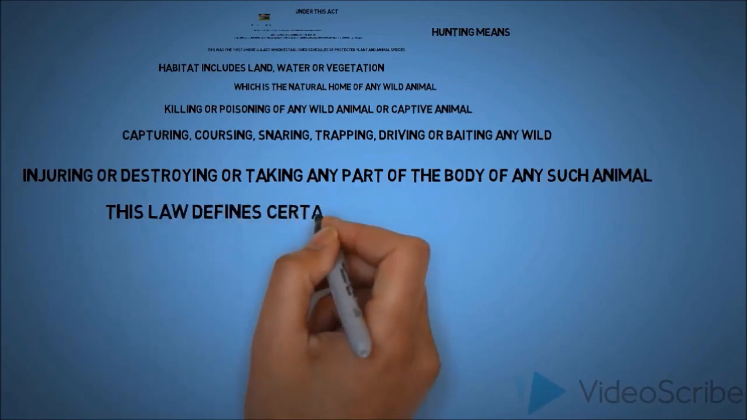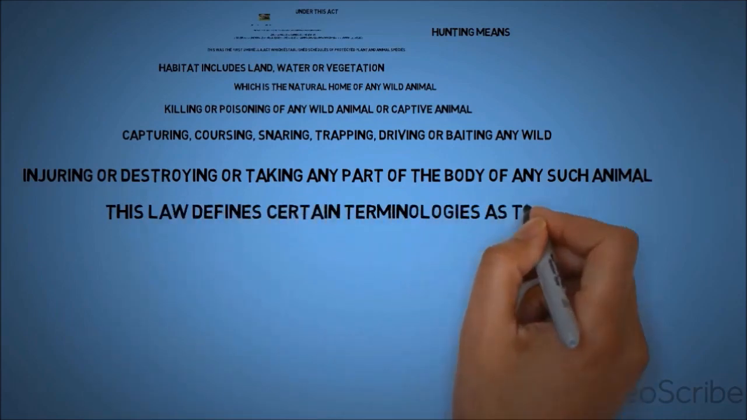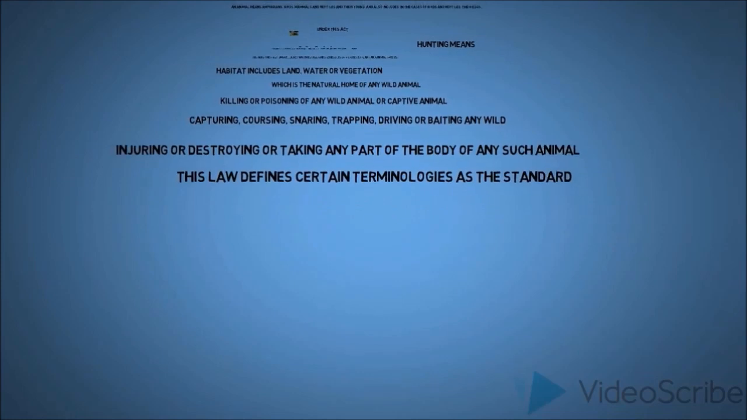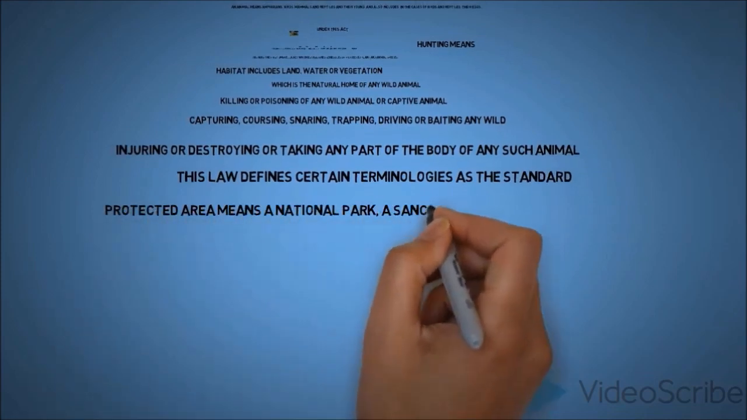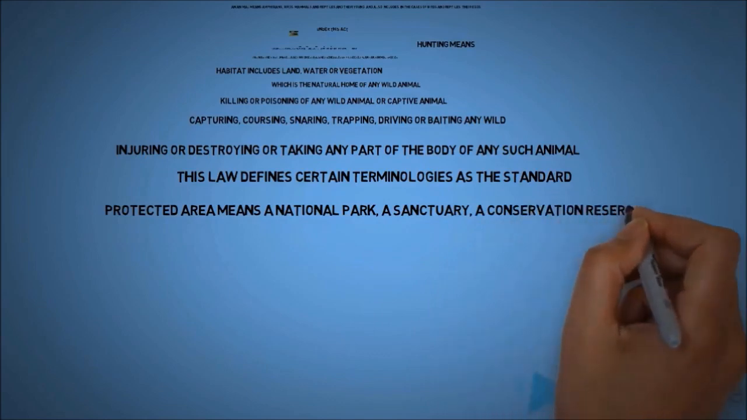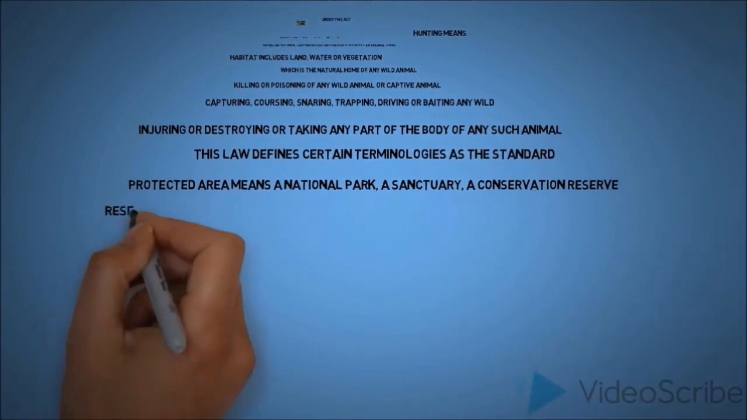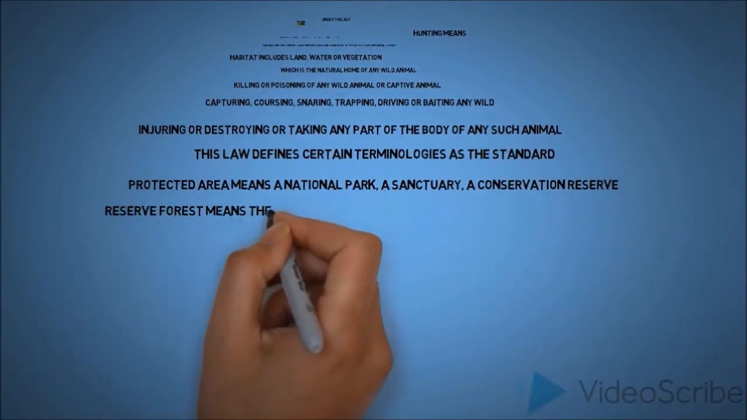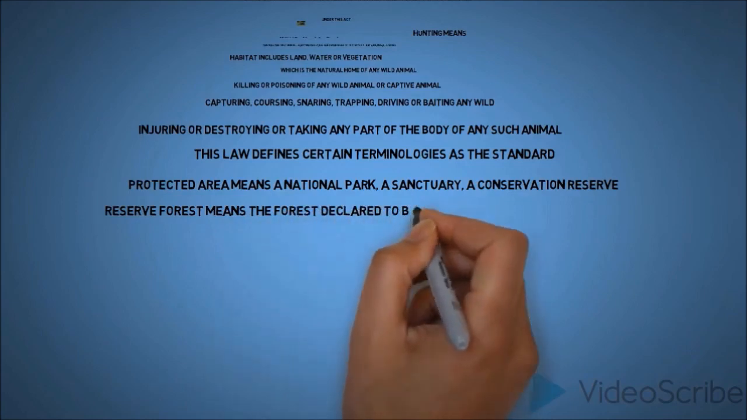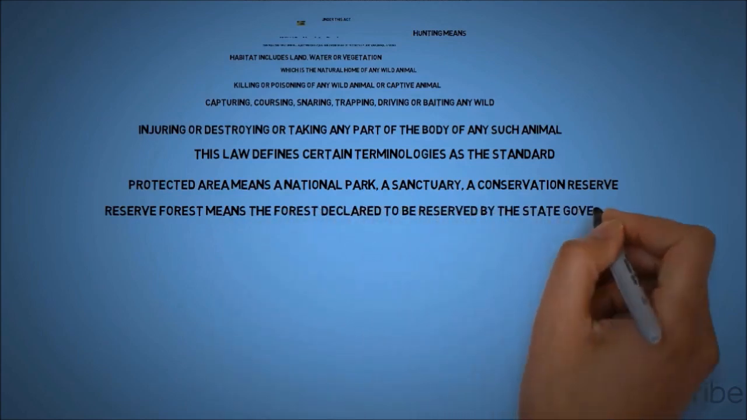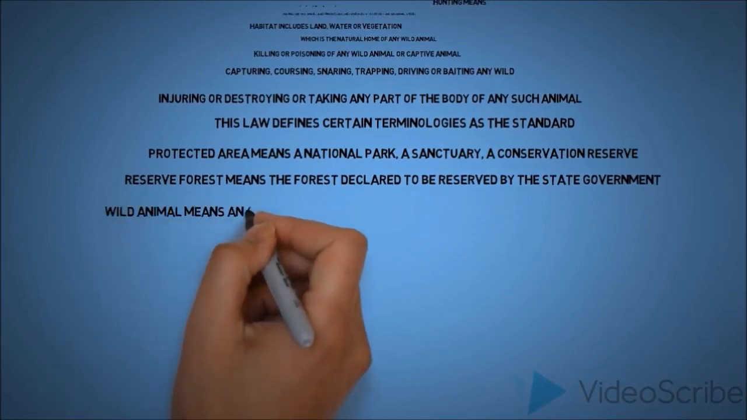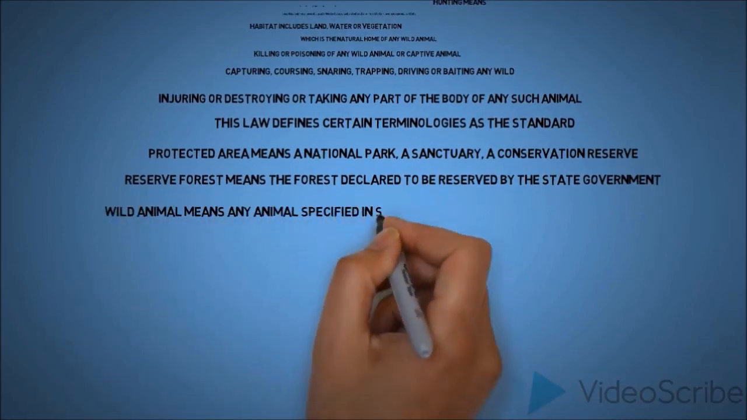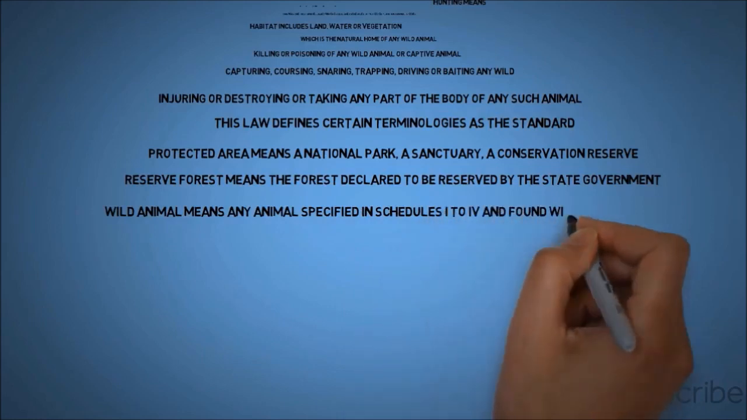This law defines certain terminologies as standard. It says protected area means a national park, a sanctuary, a conservation reserve. Reserve forest means the forest declared to be reserved by the state government. Wild animal means any animal specified in Schedule 1 to 4 and found wild in nature.